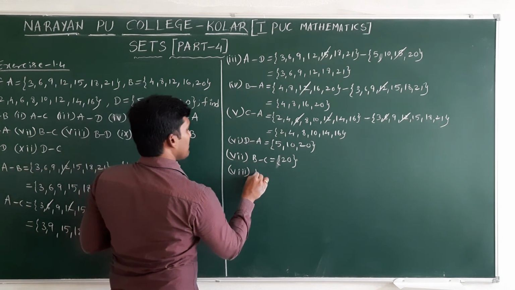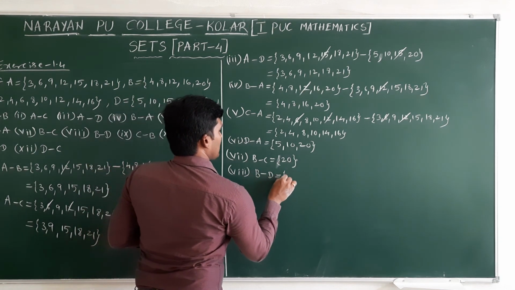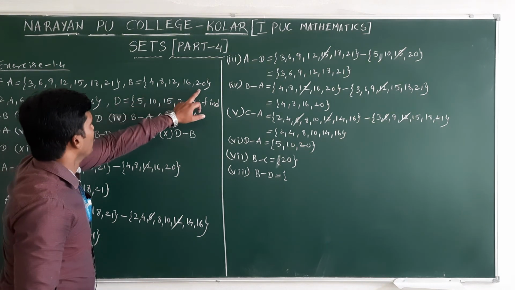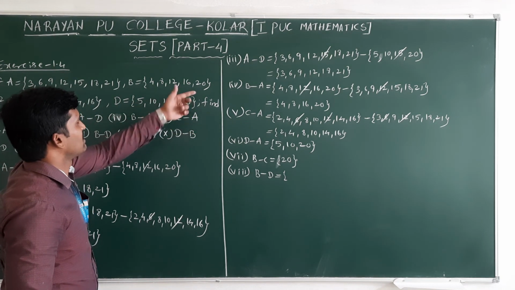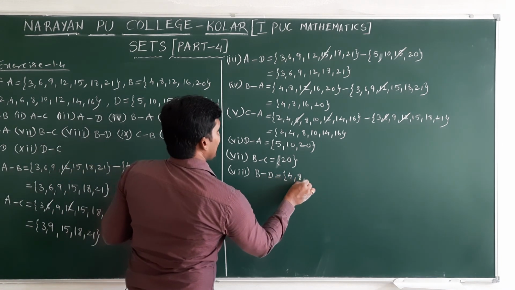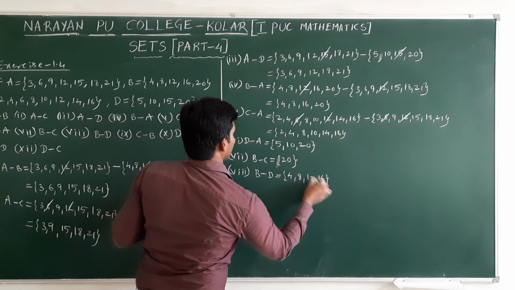Eighth one, B minus D. For B and D, eliminate any common elements. Only 20 is common. That's all. The remaining are not present in D. So what remains? 8, 12, 16.